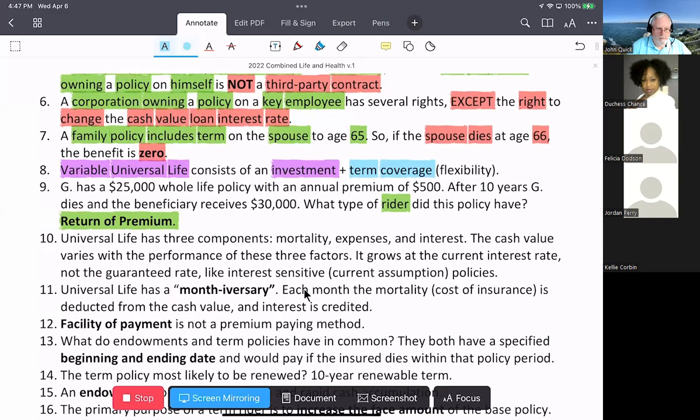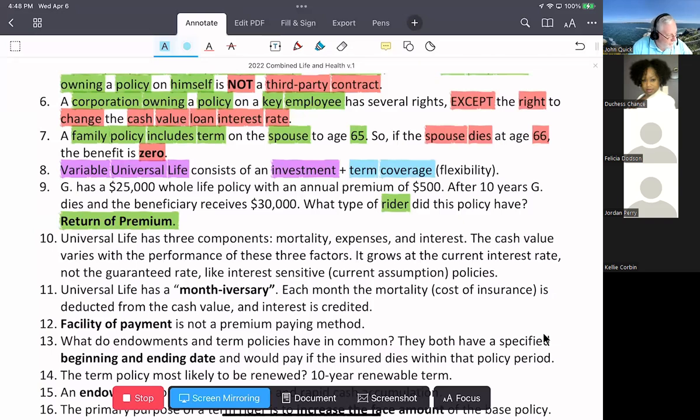Now, we talked about this one earlier in the week too. G has a $25,000 whole life policy with an annual premium of $500. After 10 years, G dies and the beneficiary gets $30,000. What type of rider does this policy have? Return of premium.